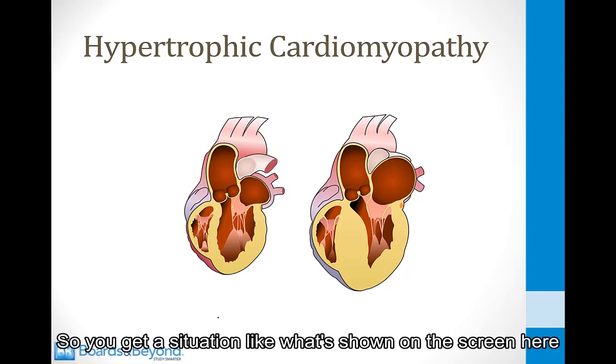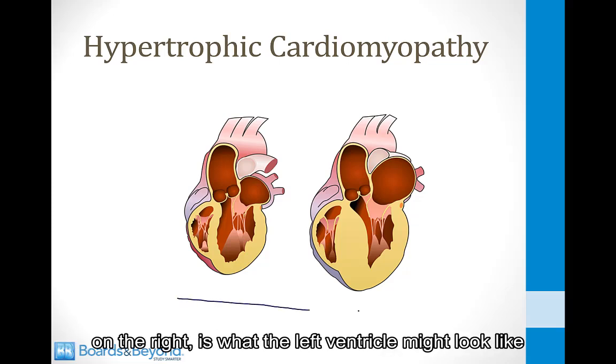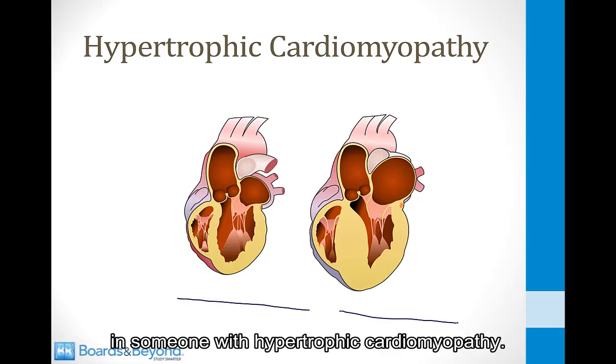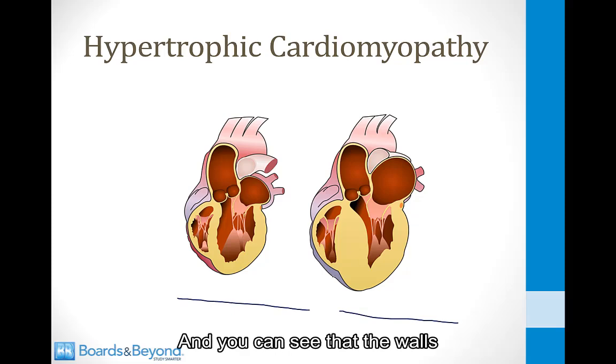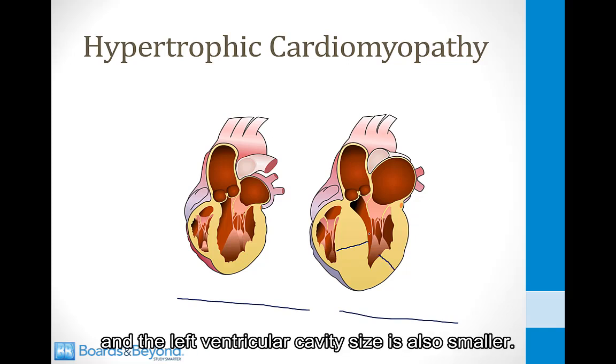So you get a situation like what's shown on the screen here. On the left is a normal left ventricle. On the right is what the left ventricle might look like in someone with hypertrophic cardiomyopathy. And you can see that the walls of the left ventricle are thicker compared to normal, and the left ventricular cavity size is also smaller.